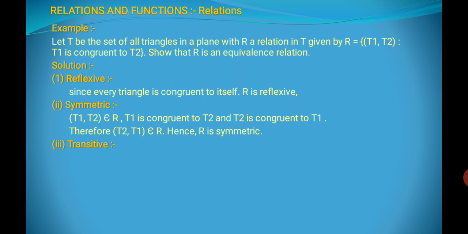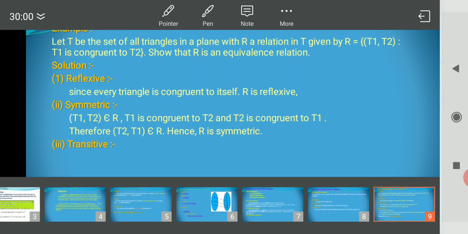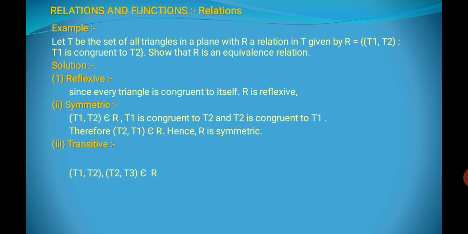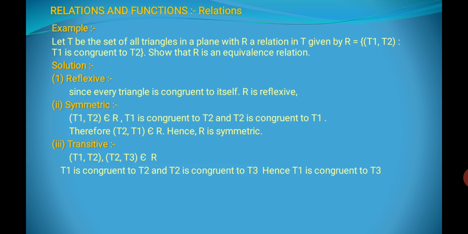That is condition number 3, transitive. If the first triangle is congruent to the second, and the second triangle is congruent to the third, obviously the first and third must be congruent, because they are identically equal. So (T1, T2) is in R, (T2, T3) is in R, then T1 is congruent to T2, T2 is congruent to T3, hence T1 is congruent to T3. Then (T1, T3) must be in R, hence R is transitive.